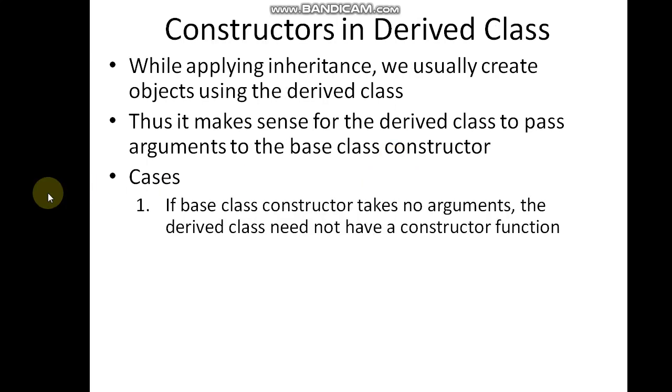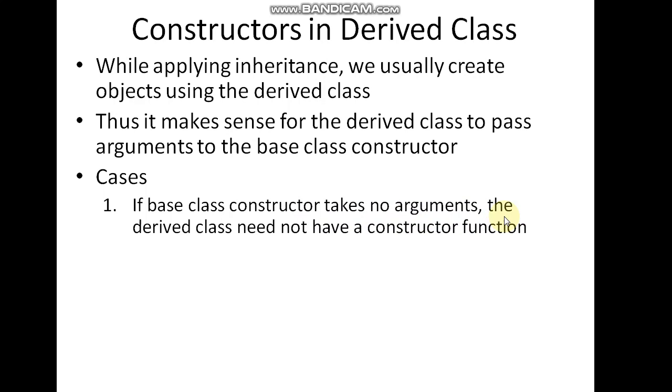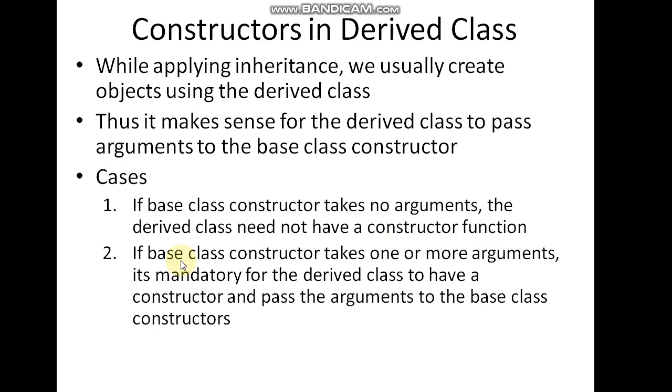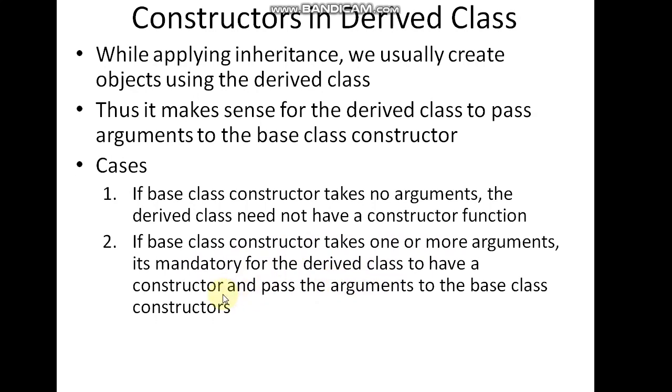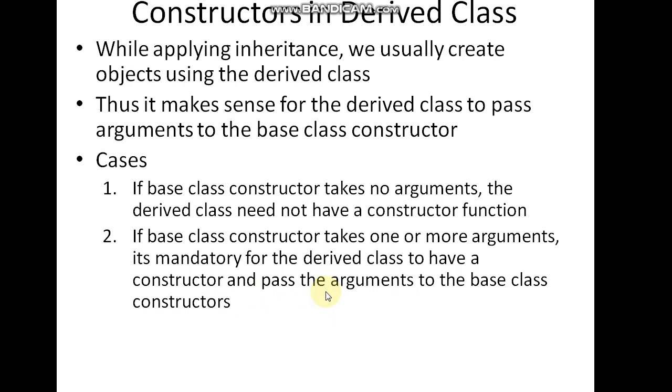The first case is if base class constructor does not take any argument, then derived class constructor need not have any constructor function. If base class constructor takes one or more arguments, then it's mandatory for the derived class to have a constructor function and pass arguments to the base class constructor.